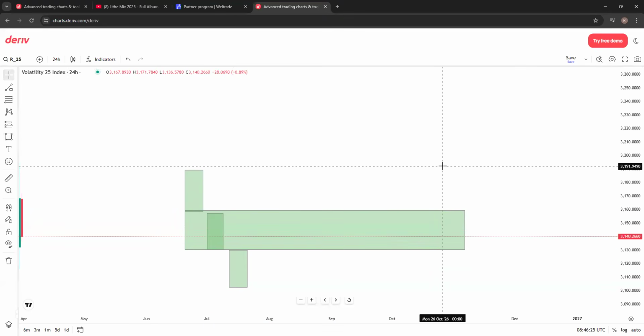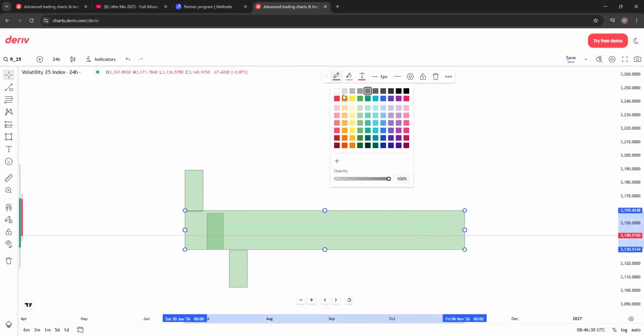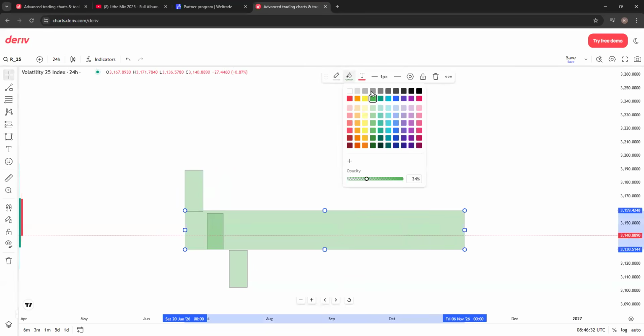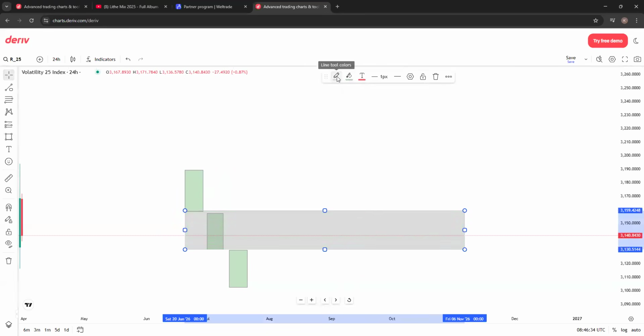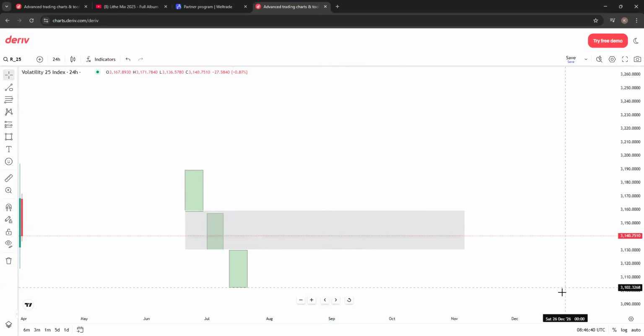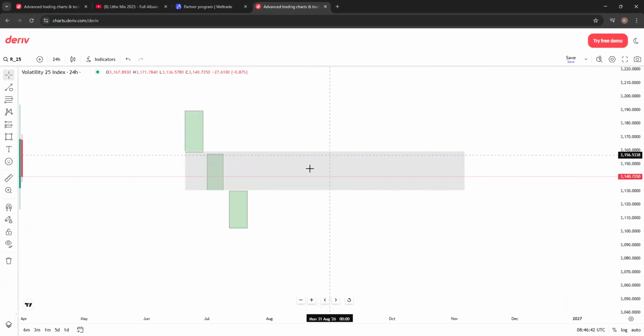Now, what you can see is sometimes you can have a bigger fair value gap in M30, but then now you don't know whether you should enter using that fair value gap in M30 or in H1.